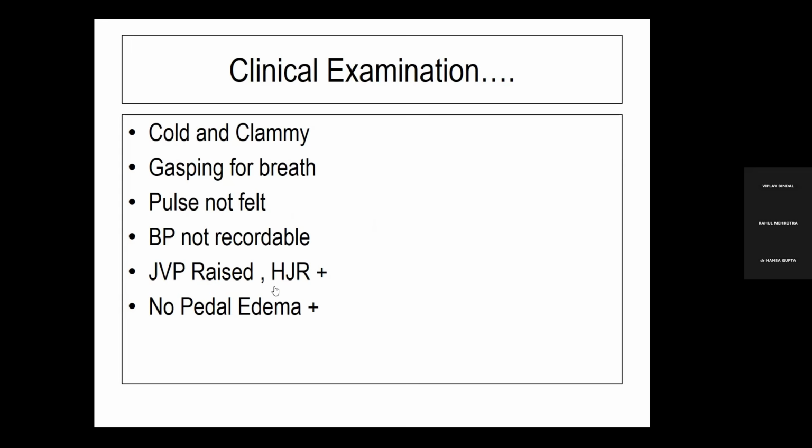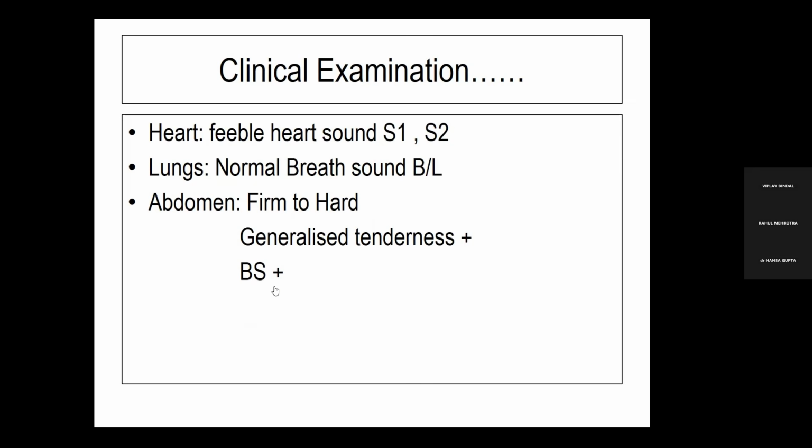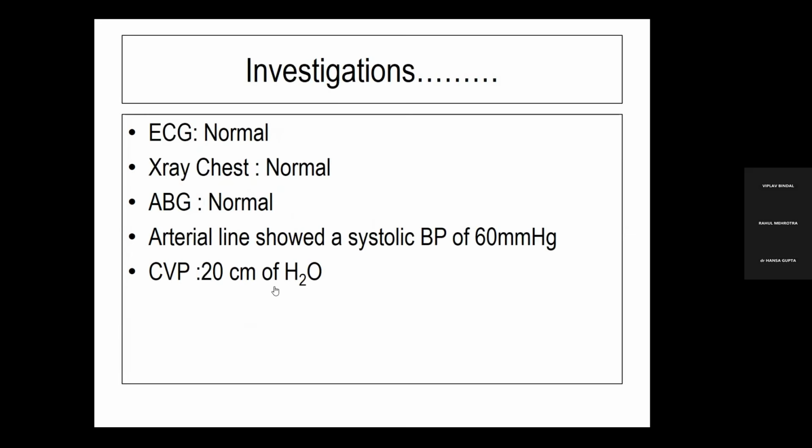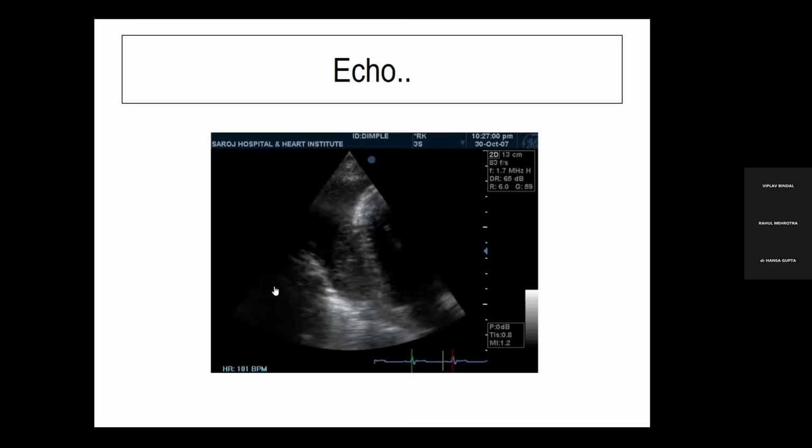When he came, he was cold, clammy, pulseless, blood pressure low, JVP was raised, no pedal edema. A very feeble heart sound was heard, and the abdomen was firm to hard. Generalized tenderness was present, bowel sounds were present. There was nothing significant on ECG, chest X-ray, or ABG. The arterial line showed a blood pressure of 60 millimeters of mercury, CVP 20 millimeters of mercury.